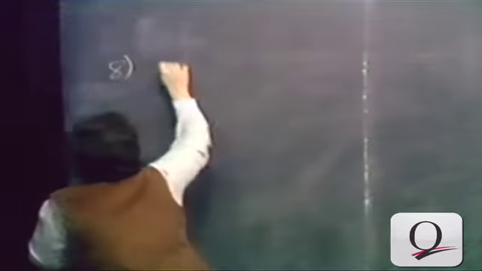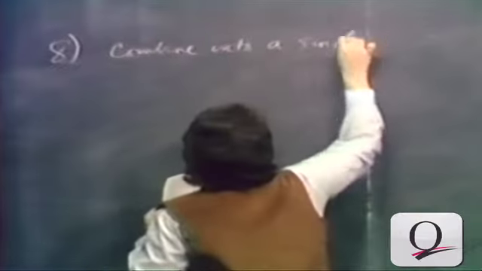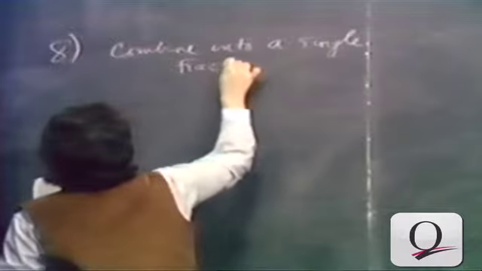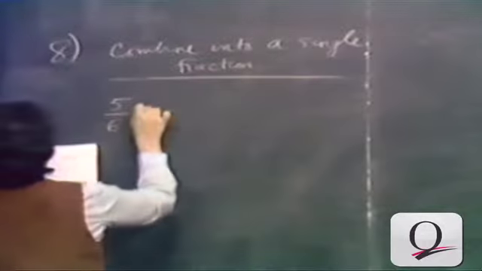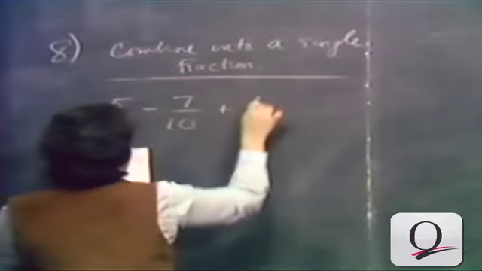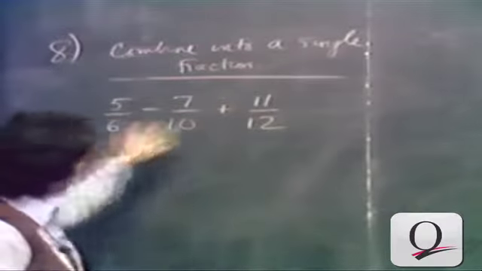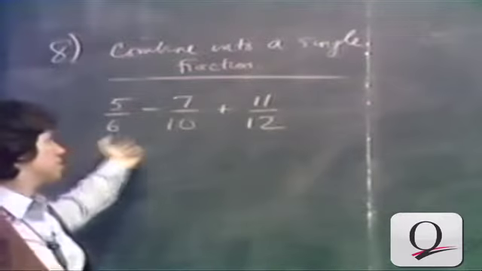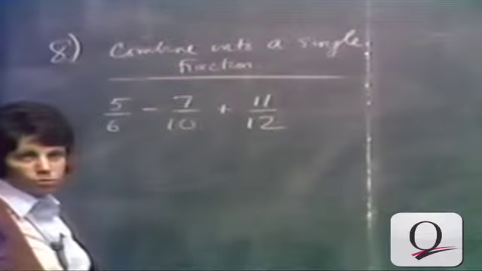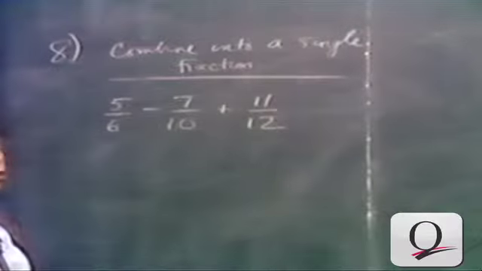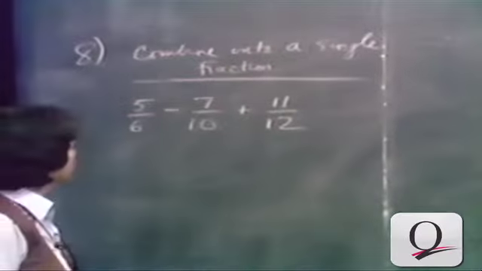We would like to combine into a single fraction the following: 5/6 minus 7/10 plus 11/12. Okay, we're going to add and subtract these fractions, and we notice they do not have the same denominator. So before we can do any work, we have to transform each of these fractions into equivalent fractions that have the same denominator. The question is, what denominator should we pick? Well, we try to pick the lowest common denominator possible.